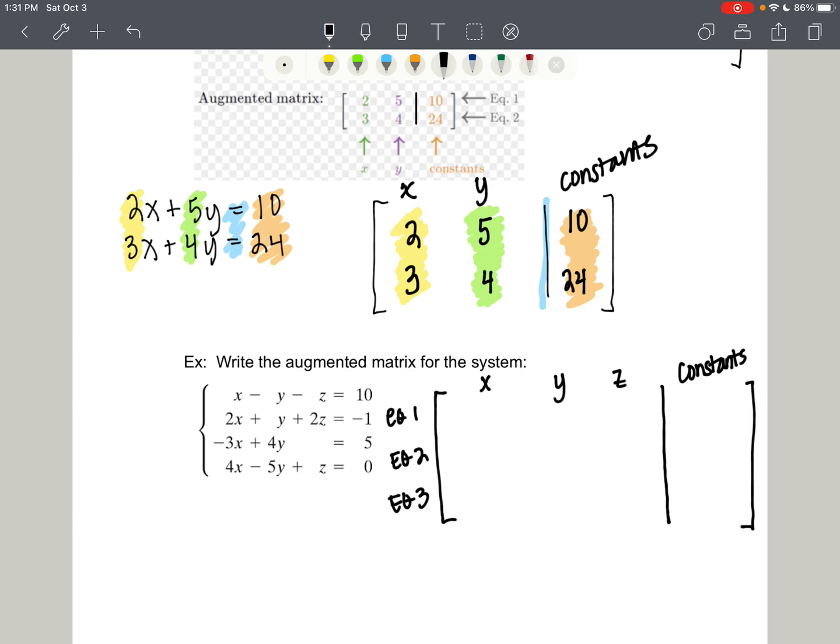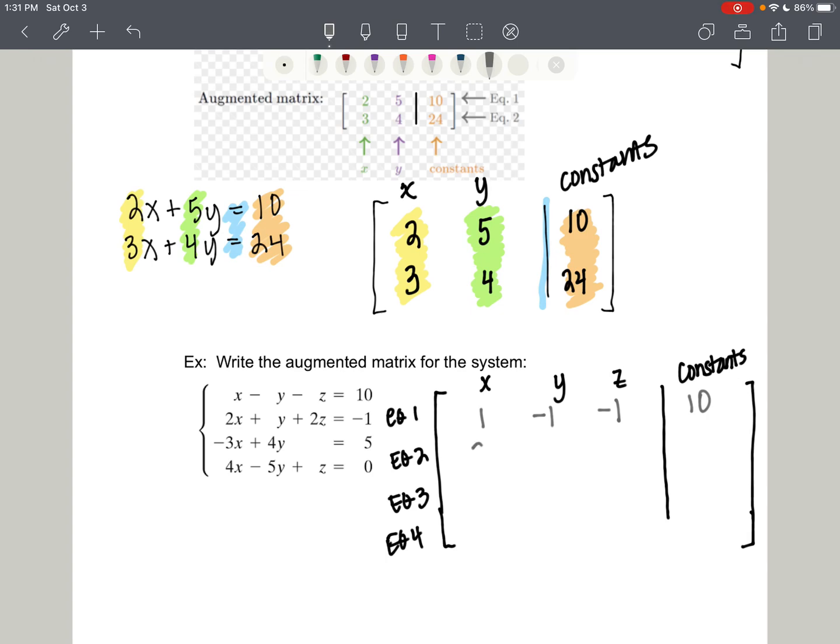Actually, there's a 4th one there. I'm going to make this a little bit longer because I don't want to squeeze that in. There's a 4th one there, equation 4. So for equation 1, we're going to have 1, negative 1, negative 1, 10. So positive 1x, negative 1y, negative 1z, 10.